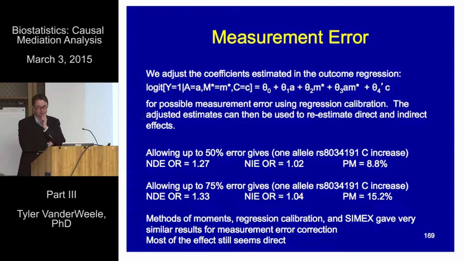With measurement error in the exposure, it's a little more complicated. In the absence of exposure-mediator interaction, the direct effect is always biased towards the null, but the mediated effect can go in either direction. It really depends on whether the measurement error in the exposure induces more bias in the effect of the exposure on the mediator, which would tend to underestimate that effect, or whether it introduces more bias in the effect of the mediator on the outcome in that regression by having mismeasured the exposure. And so it can go in either direction.